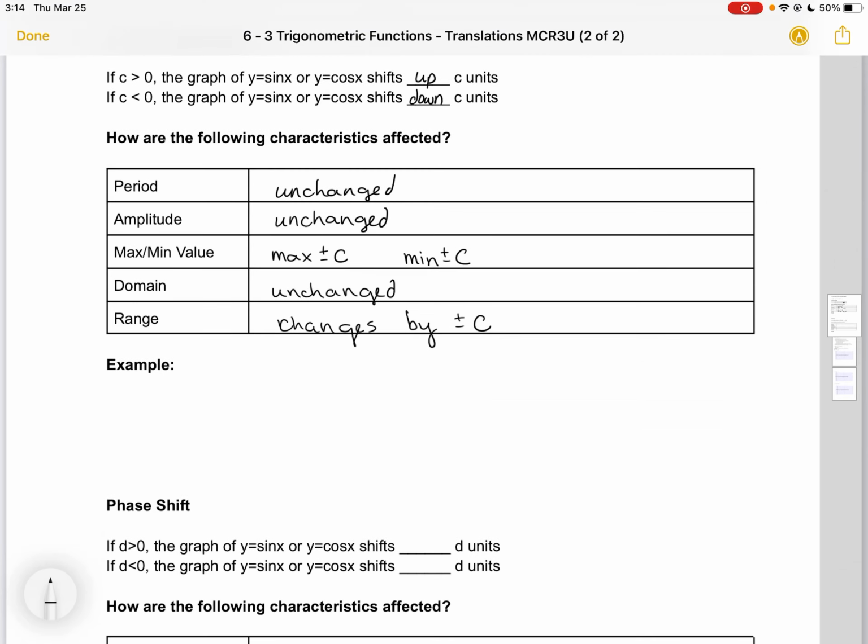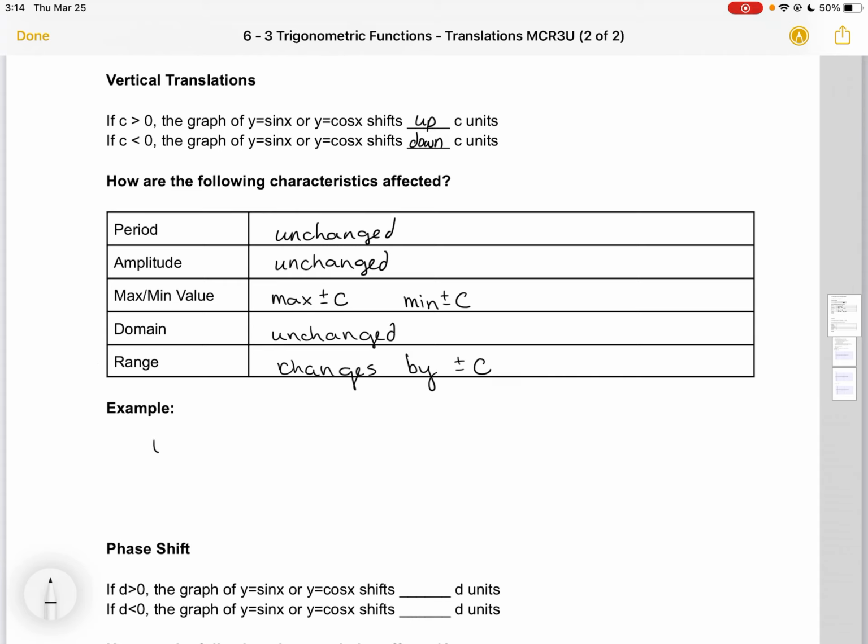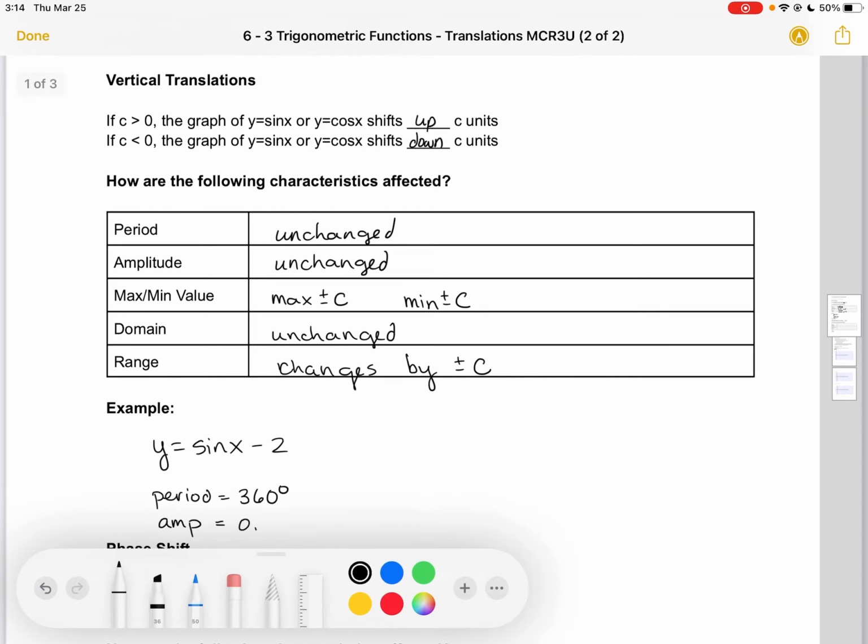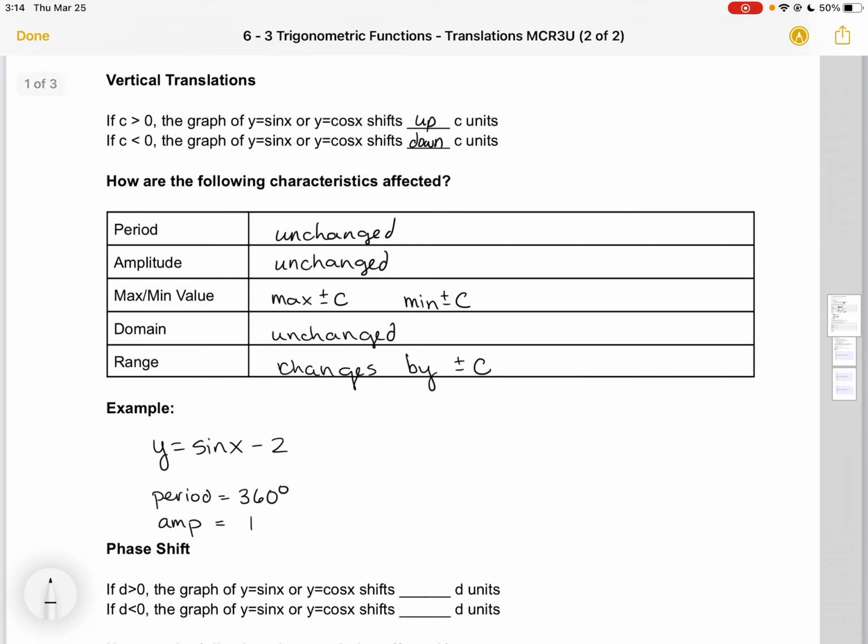So let's take a look at an equation that has a vertical translation. y equals sine x minus 2. My period is 2 pi or 360 degrees. That remains unchanged. My amplitude is 1, so the height from the middle of my curve to the top.